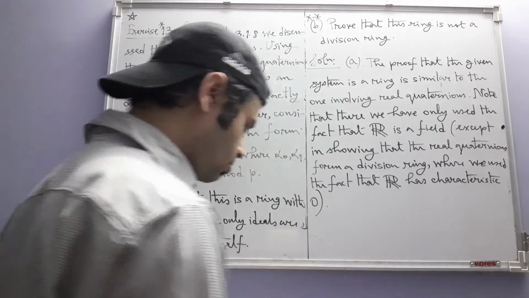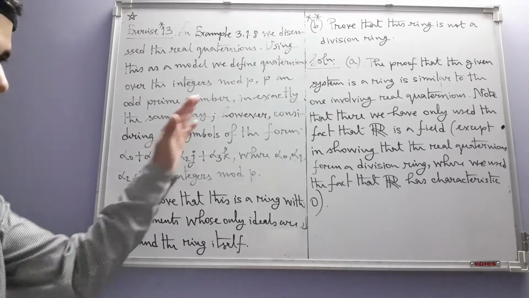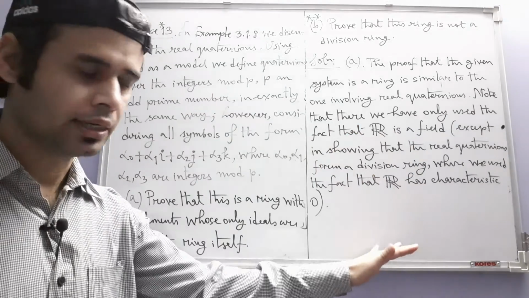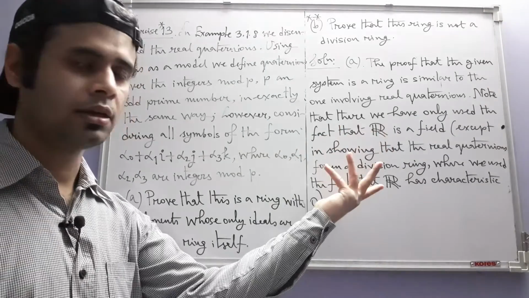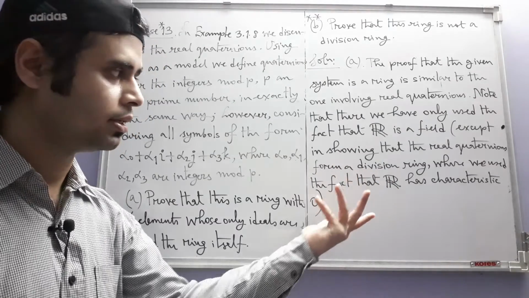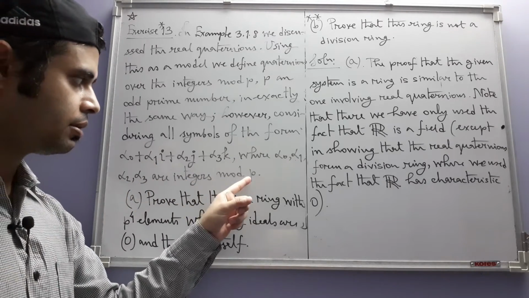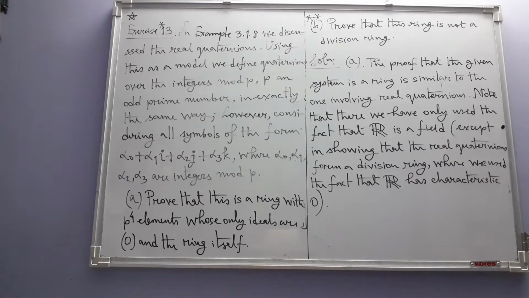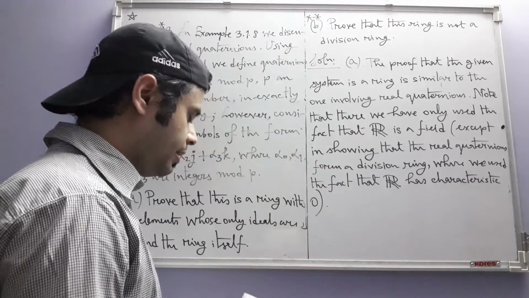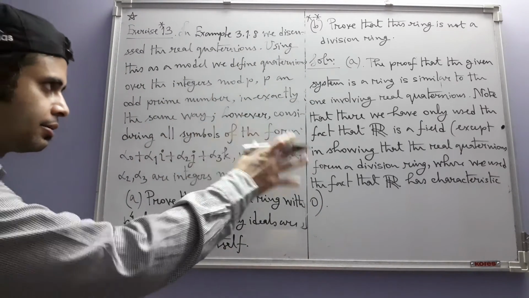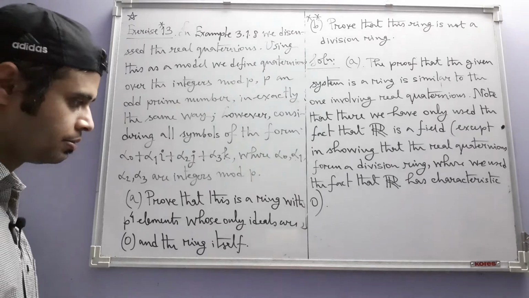Okay, so the same proof works here also. I mean, at least the part where we show that the system is a ring. Since we use the fact that R has characteristic 0 to prove that the real quaternions form a division ring, that fact we will not use here because the integers mod p have characteristic p. It's not 0, it's a prime number. Okay, it's finite. Okay, now what else? So this discussion tells us that the system is a ring.